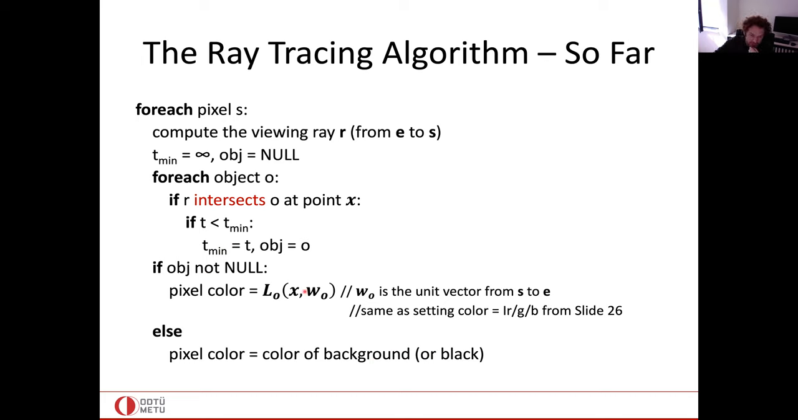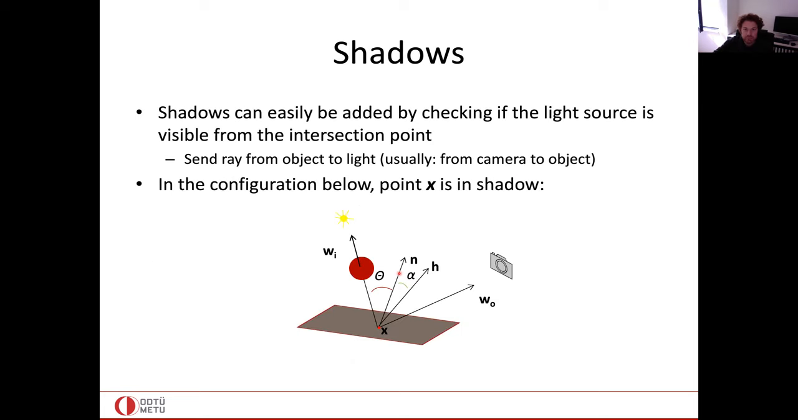But if there is an intersection, now I will use this color, the reflected color, not the flat constant object color, but the reflected color based on the normal at X, based on the light direction, and based on the camera view direction. Yeah, so this is the current framework.